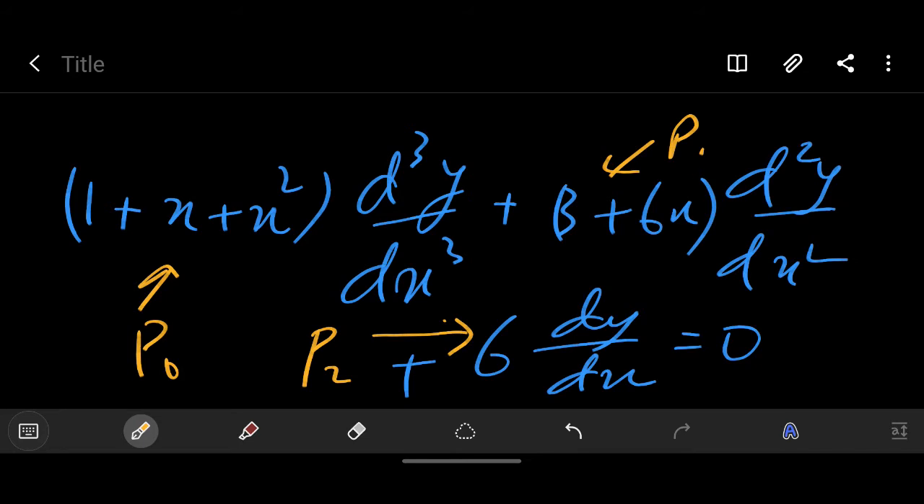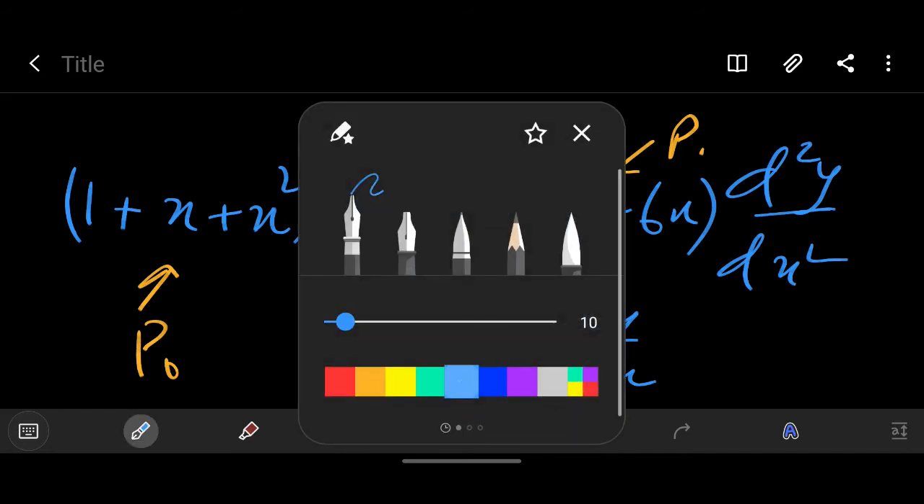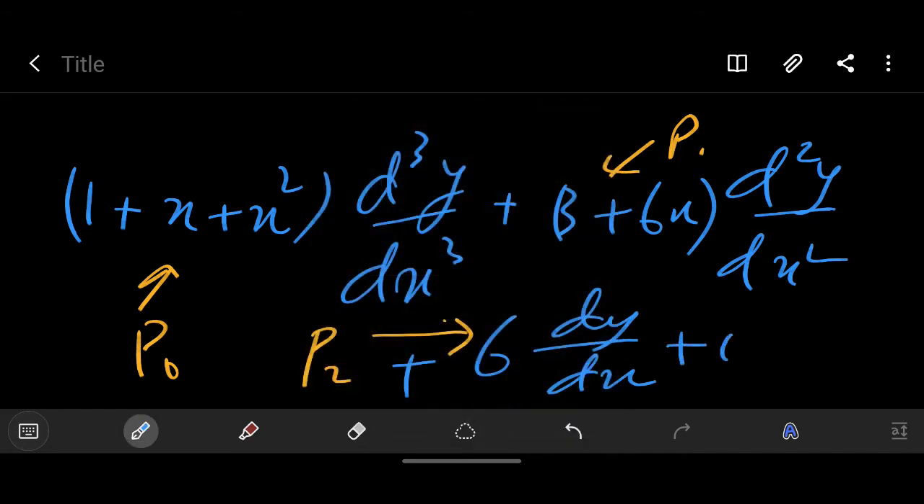All right, and so we don't have y. Instead of writing this, we can just put here plus 0y equals 0, because the term without a derivative should also be there in the standard form. So this one would be our P3. So we have P0, P1, P2 and P3.